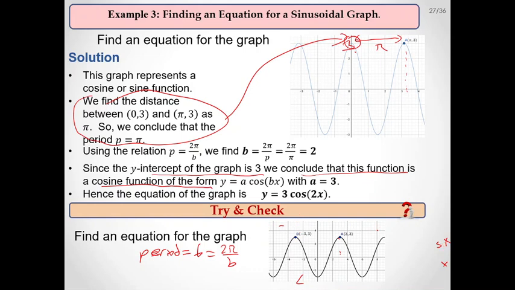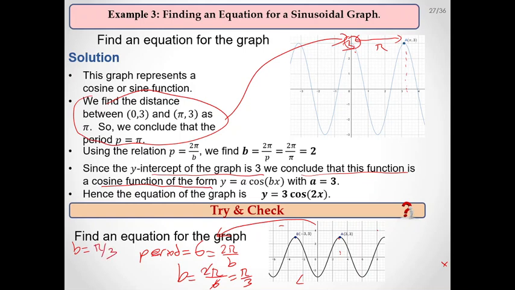We know that the period is 2 pi over b, and also it is equal to 6. We know it from the graph. So you calculate 2 pi over 6, which is pi over 3 after the cancellation. So we know b is pi over 3.